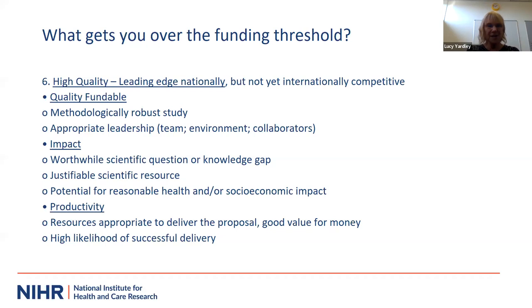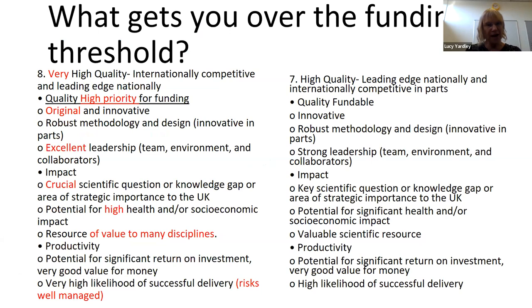So I've shown you here what eight looks like and how it compares with seven, which, with a rating of seven, it's possible you might get funded, but unlikely. And it's really just more of everything. It has to be really high quality, really high priority for funding in terms of need, original as well as innovative. And the leadership has to be excellent, not just strong, with a crucial scientific question and potential for high impact. And coming back to my point, a resource of value to many disciplines. So I hope that helps you see how very competitive it is. If you think you've just got a good research idea that you could do well, that isn't enough. You have to be the best team possible to do something really important really well. Next slide, please.